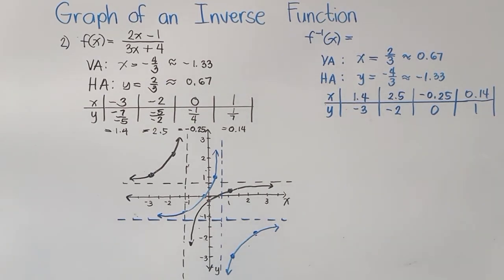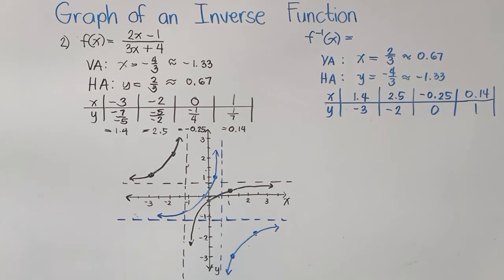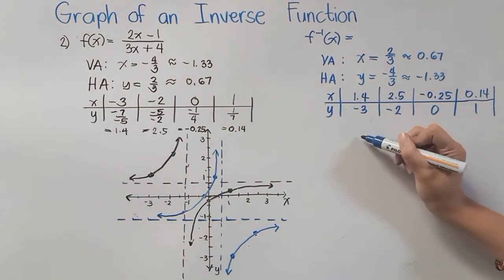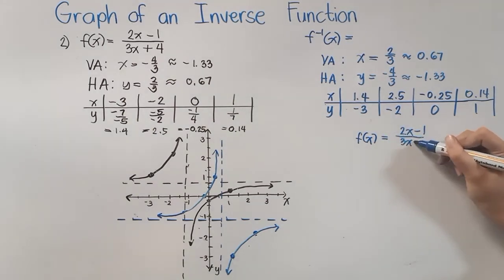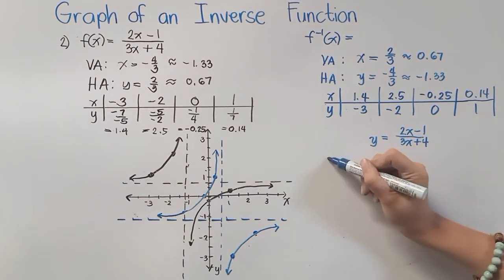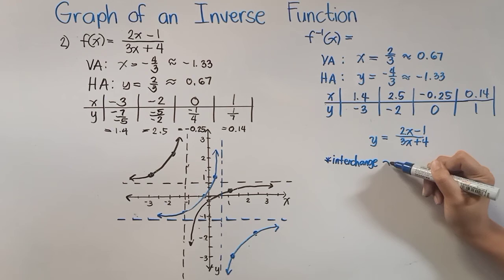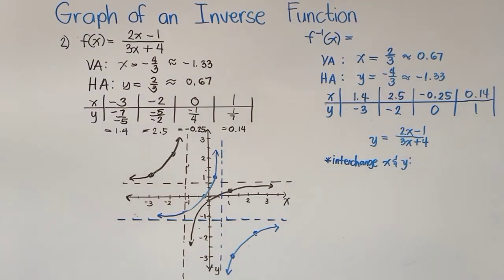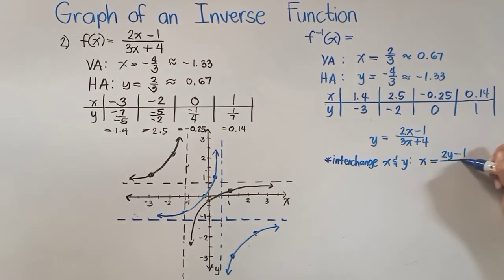So we already have the graph of the inverse function here, but we don't know yet our inverse function. To do that, let us use our original given. So f of x is equal to 2x minus 1 all over 3x plus 4. Remember that f of x can be written as y. Now let us proceed with the steps on getting the inverse function. First is to interchange x and y. So our y here will become x. X equals, copy 2, and then that's y minus 1, and then 3y plus 4.